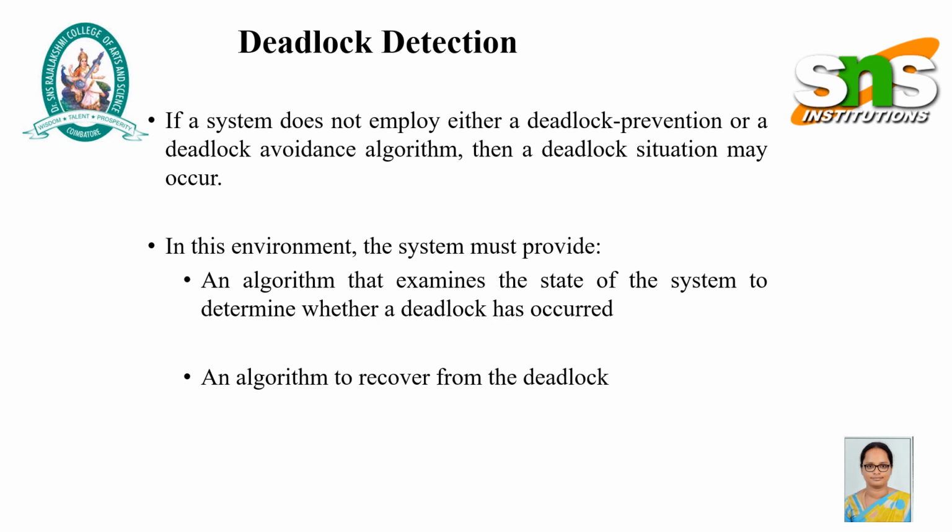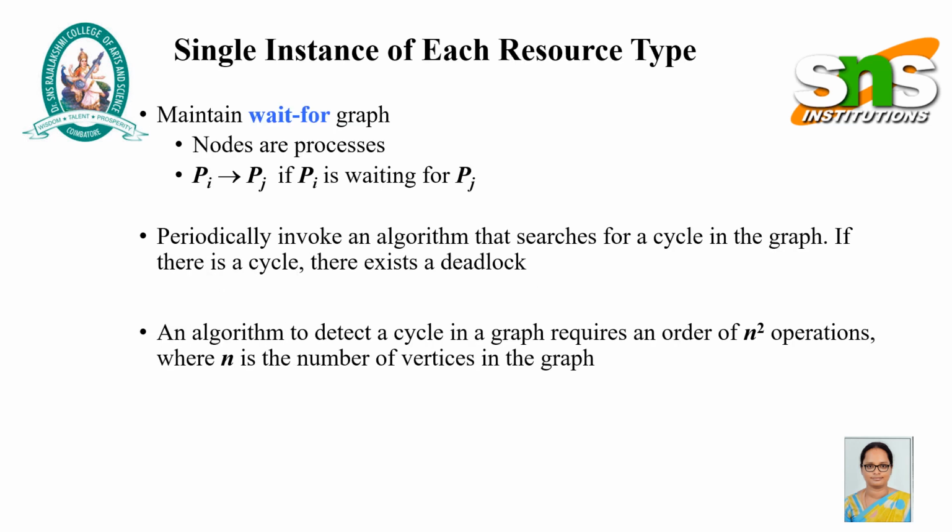Deadlock detection. If a system does not employ either a deadlock prevention or a deadlock avoidance algorithm, then a deadlock situation may occur. In this environment, the system must provide an algorithm that examines the state of the system to determine whether a deadlock has occurred. An algorithm to recover from the deadlock is also given.